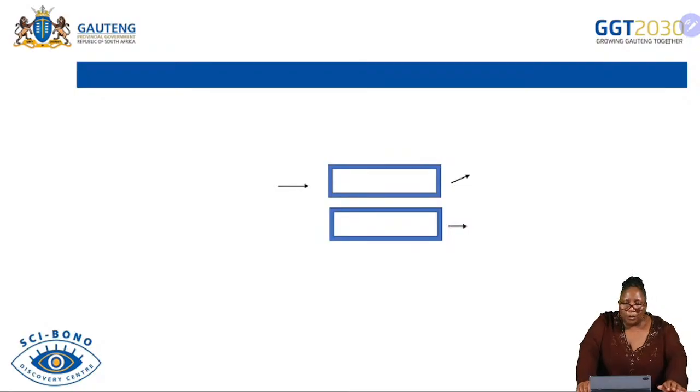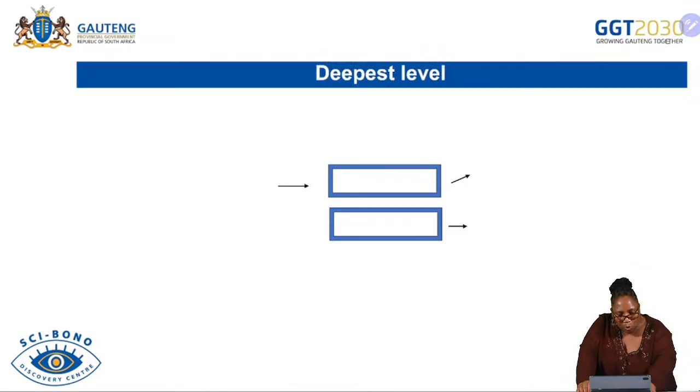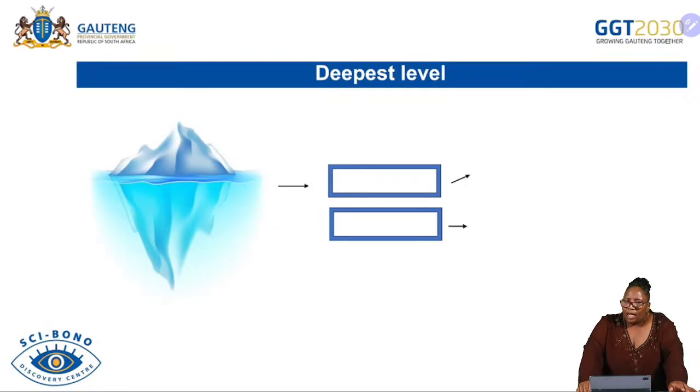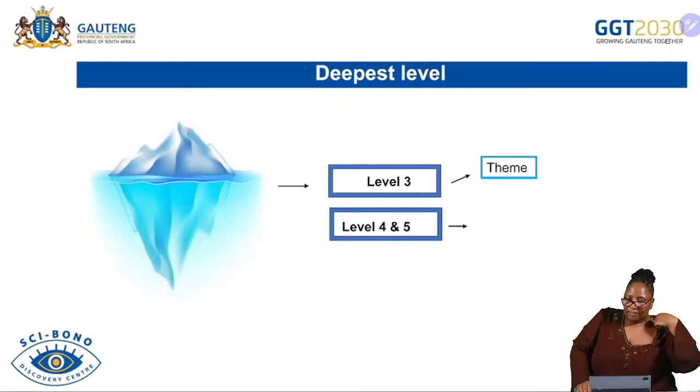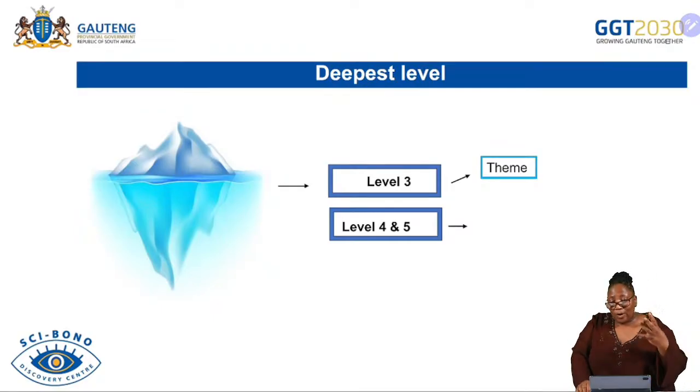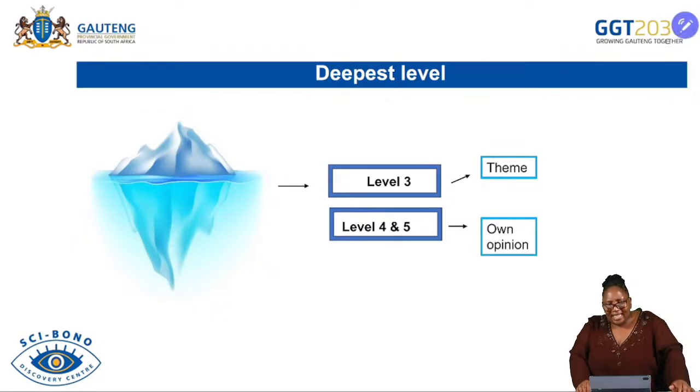I'm looking forward to your writing at school. Your teachers will give us a report that you are using new relevant words for tone. Now we are going to read for the deepest level, that is level 3, as well as level 4 and 5. Things are becoming more critical now. What do we learn here? Level 3 and level 4 and 5: themes, and then also own opinion.